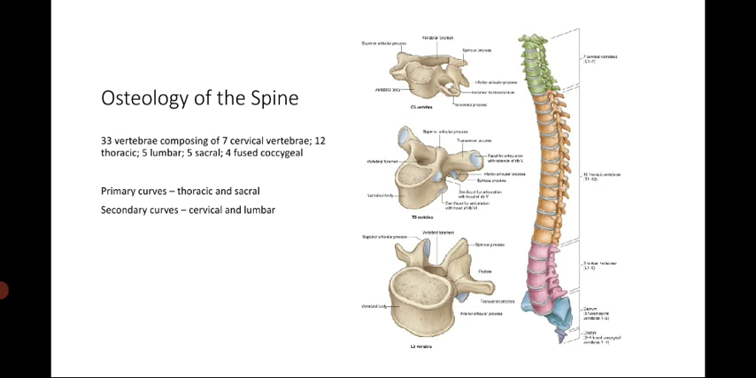The cervical curve develops in humans when the child tries to lift his or her own head. So that's when they develop the cervical lordosis. And when the child starts to walk or stand on his own two legs, that's when we develop the lumbar lordosis.